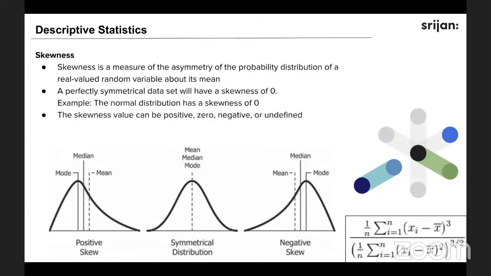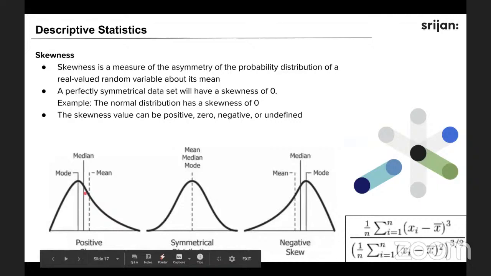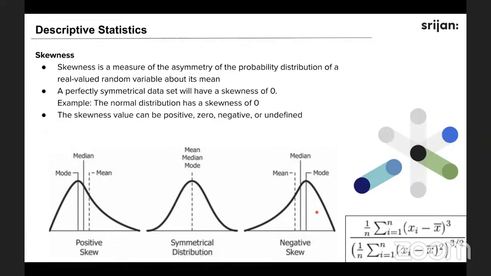Skewness is basically a measure of the symmetry of your distribution. You can see that this distribution has a tail on the right side, and this one has a tail on the left side. So we quantify these as positive skewness for this case and negative skewness for this case. We can have skewness as positive, zero, negative, or maybe undefined in some cases as well. We generally use skewness and one other term that we will look at, called kurtosis, to get an intuition about what kind of distribution we have in our data set.